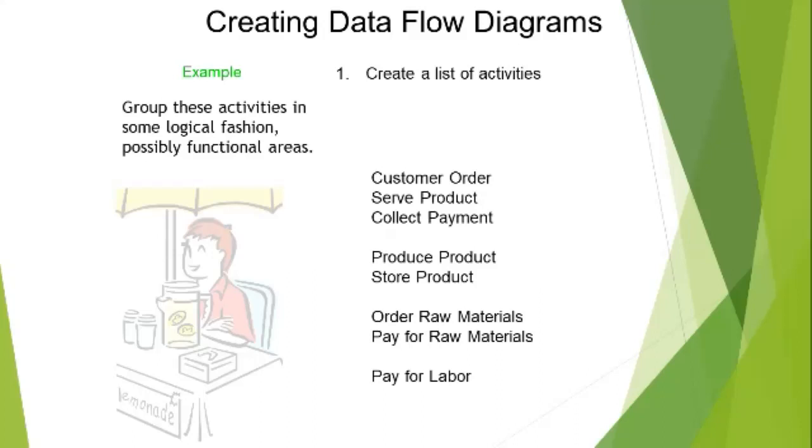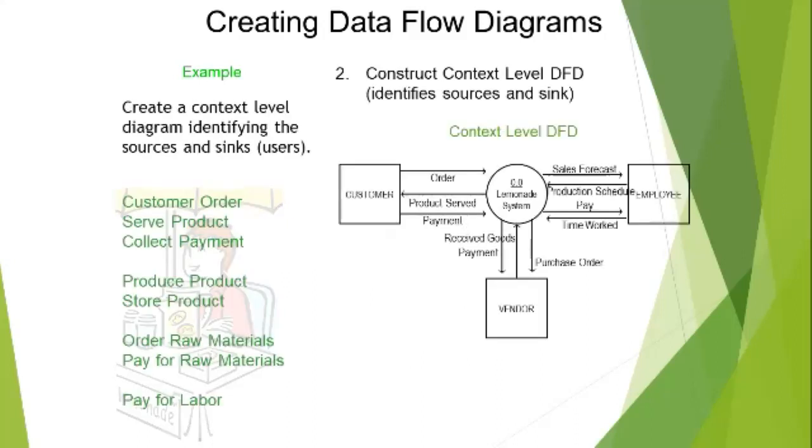Friends, in the next example, group these activities in some logical fashion, possibly functional areas. Here, the list of activities is customer order, serve product, collect payment, produce product, store product, order raw material, pay for raw material, and pay for labor.